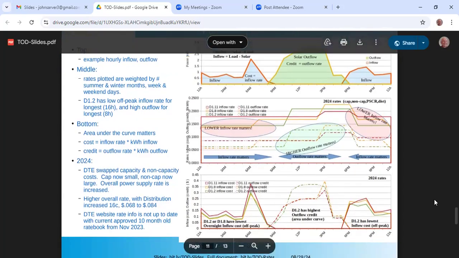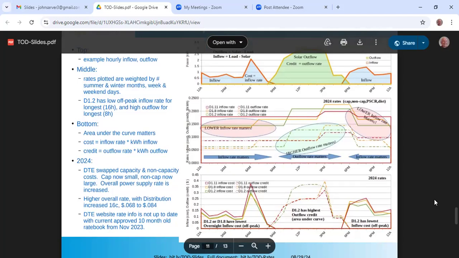And there's actually 4, there's summer and winter. And then there's only 5 weekdays that the peak rate applies. The rest of the time, weekends, is all off peak. So the lines that are plotted here are weighted by the number of summer and winter months and how many weekdays there are.